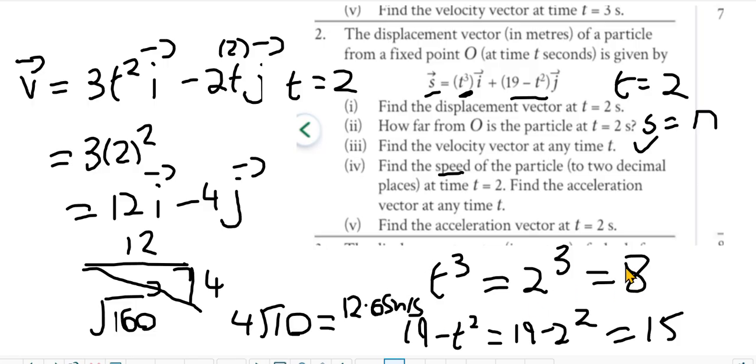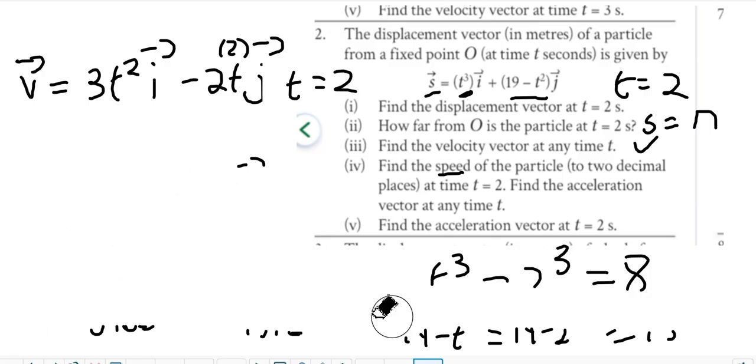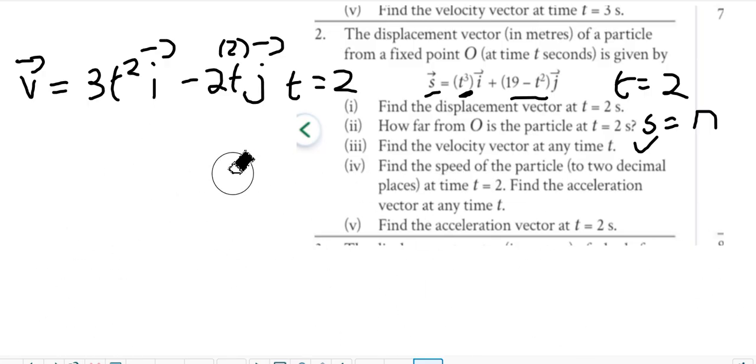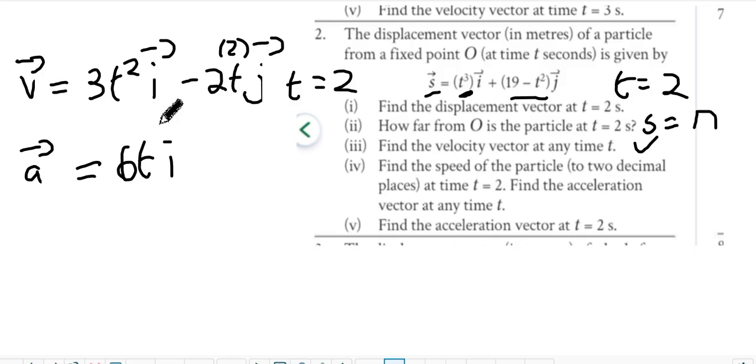Now that we've done that, it also wants us to find the acceleration vector. Take a wild guess what you think the acceleration vector is. Differentiate the velocity to get acceleration. If you had the acceleration and you're looking for the velocity, you would integrate it. If you had the velocity and you're looking for the displacement, integrate it. So what do we get then? 6t i, yeah? And what's the other one? Minus 2j.